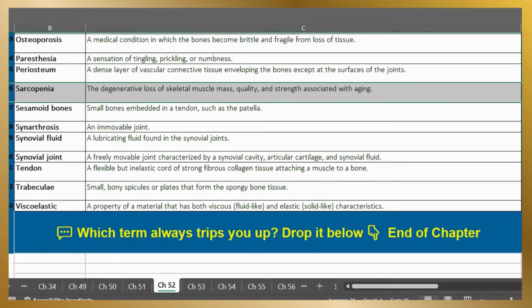Sarcopenia is the degenerative loss of skeletal muscle mass, quality, and strength associated with aging. So it's a loss of muscle mass with aging. Sarco is the muscle, penia is the loss. Penia is like low, like below something.